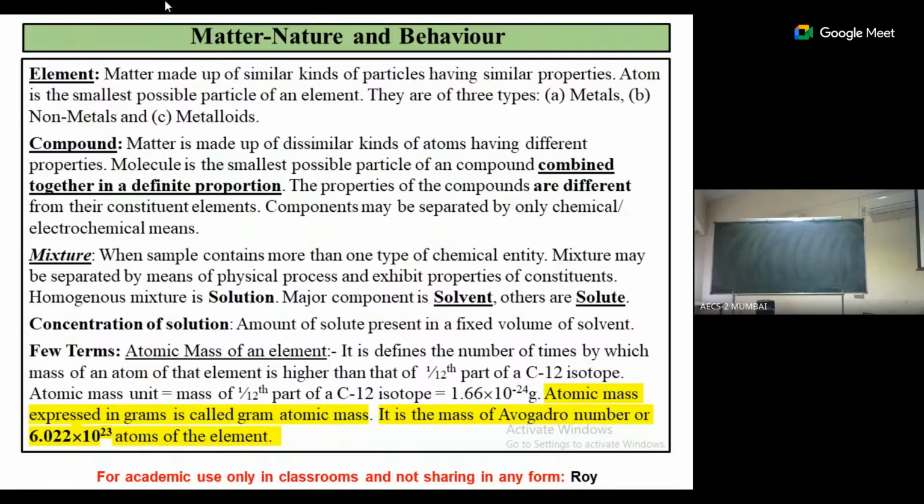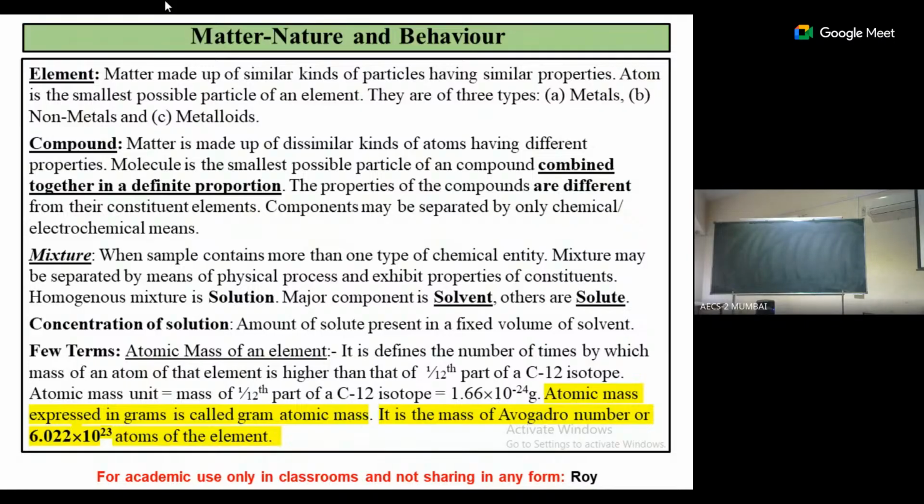So we have been talking about element, compound, and mixture, and all these things. And then we come to concentration. Concentration is the amount of solute present in a fixed volume or fixed amount of solution. So that's what concentration is all about. Before we learn about concentration, we just want to learn a few terms which you might have already learned in other chapters. Atomic mass of an element.